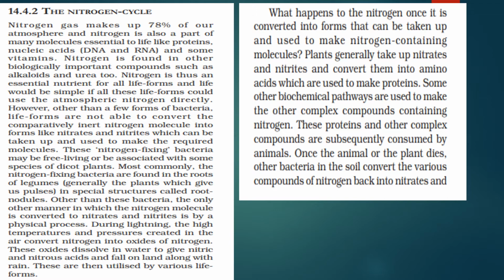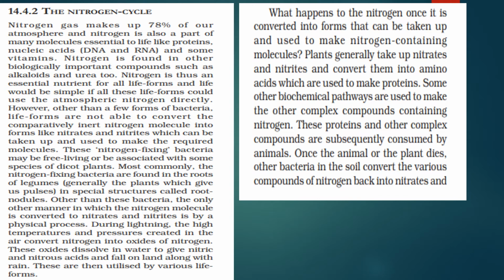What happens to the nitrogen once it is converted into forms that can be taken and used to make nitrogen containing molecules? Plants generally take up nitrates and nitrites and convert them into amino acids, which are used to make proteins. Some other biochemical pathways are used to make the other complex compounds containing nitrogen. These proteins and other complex compounds are subsequently consumed by animals. Once the animal or the plant dies, bacteria in the soil convert the various compounds of nitrogen back into nitrates and nitrites.